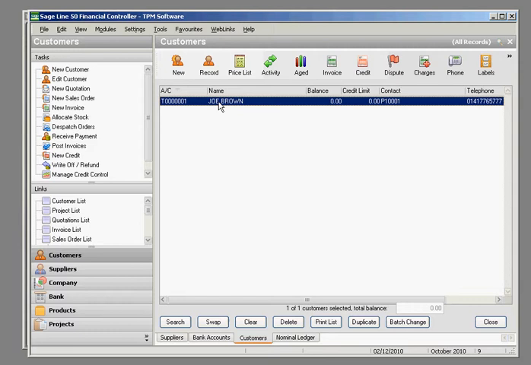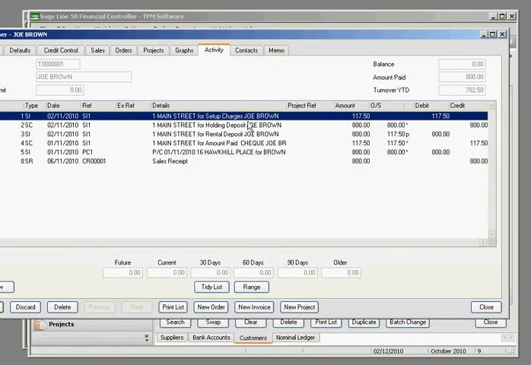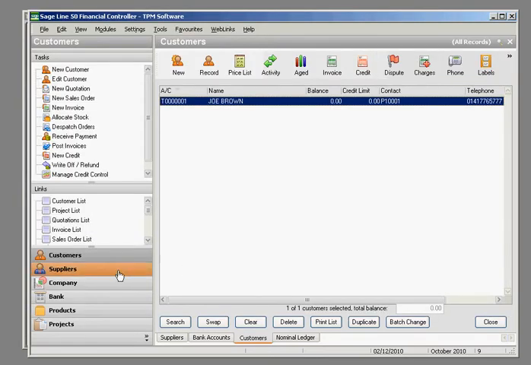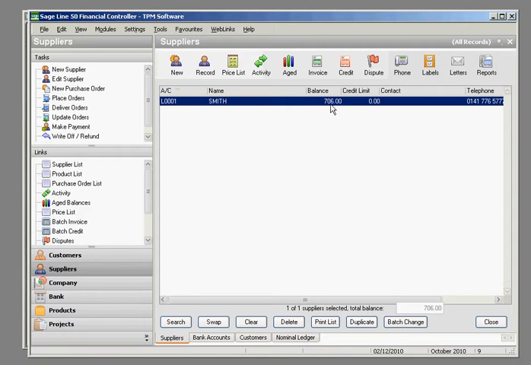If we go into activity, we'll see that we had all the activity reports for setup charges, holding deposit, rental deposit, amounts paid in cheque, periodic charge for the month of November, and the sales receipt of £800, all clearly identified in Sage. Into suppliers, we know that the reason why there's a 706 balance in Landlord Smith's account is because of the management charge of £94.